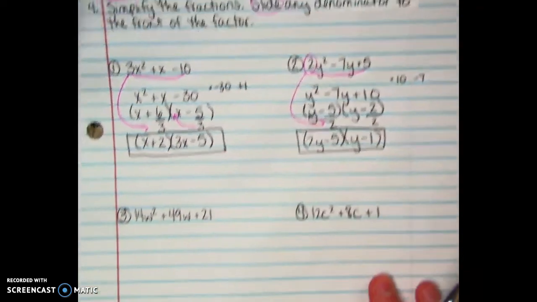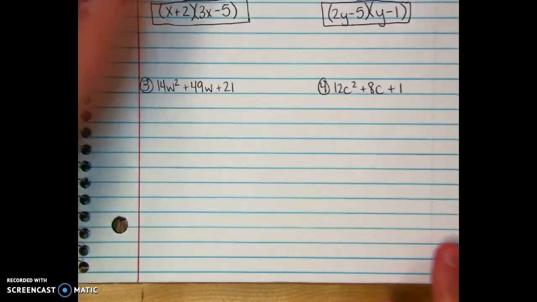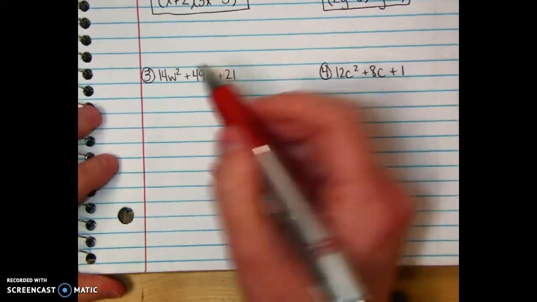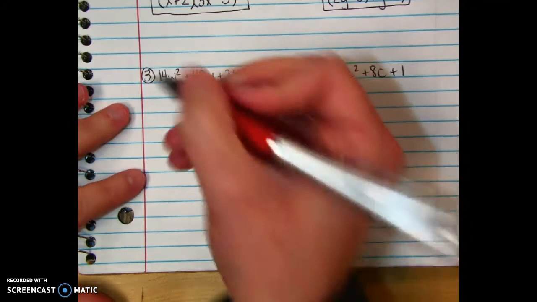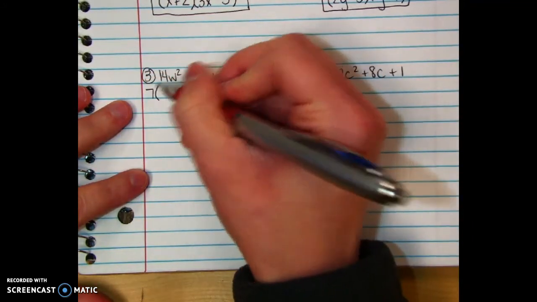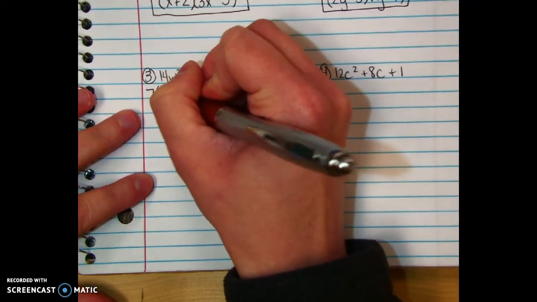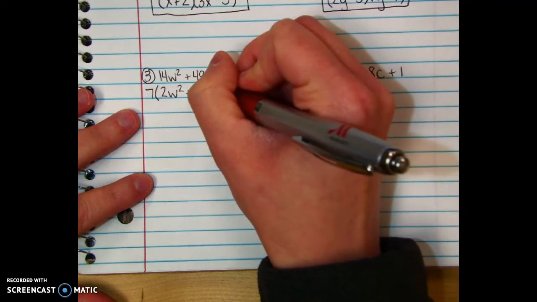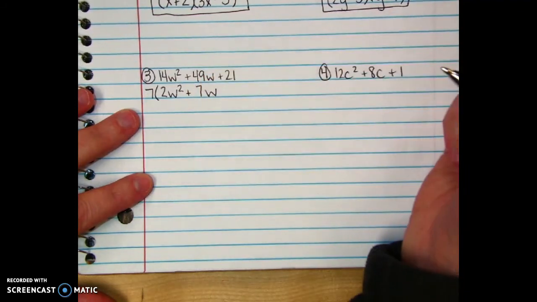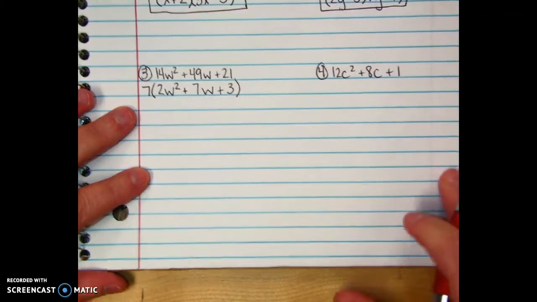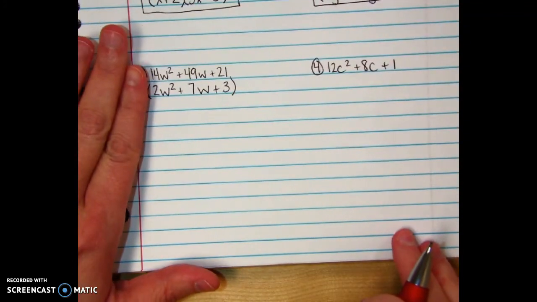Okay, numbers 3 and 4 are a little bit different. Number 3, you're going to have to take the GCF out first. So these are all divisible by 7, so I'm going to bring out a 7. And 14 divided by 7 is 2, so 2w squared, plus 49 divided by 7 is 7, and 21 divided by 7 is 3.